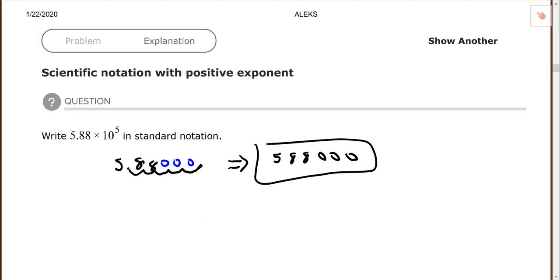So if I wanted to write that back in scientific notation, then I would move my decimal to the left. 1, 2, 3, 4, 5, and I would have 5.88 times 10 to the fifth.